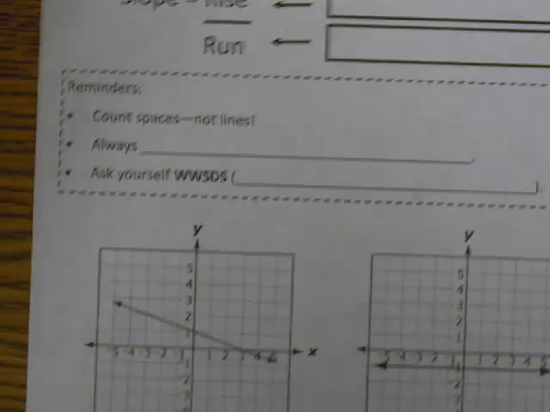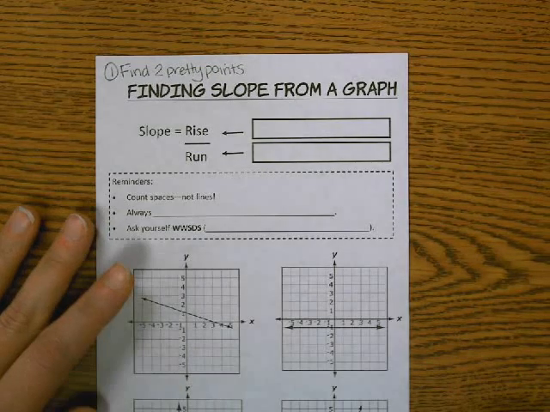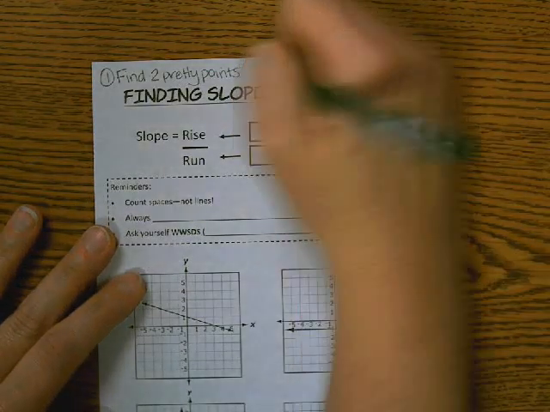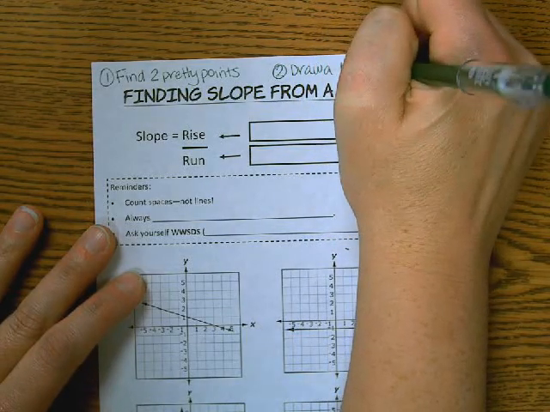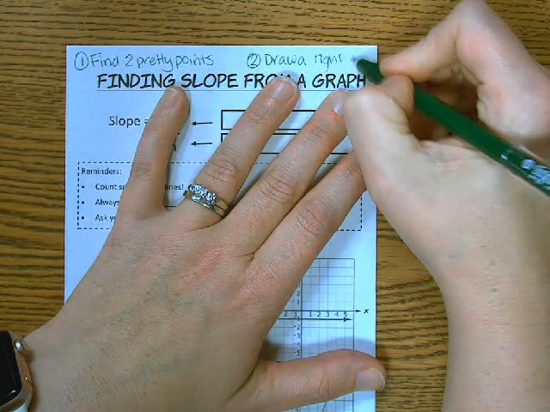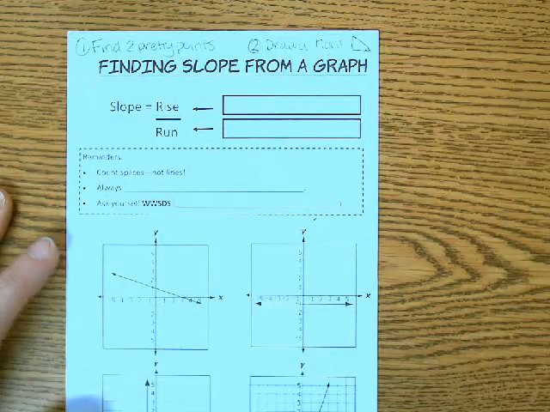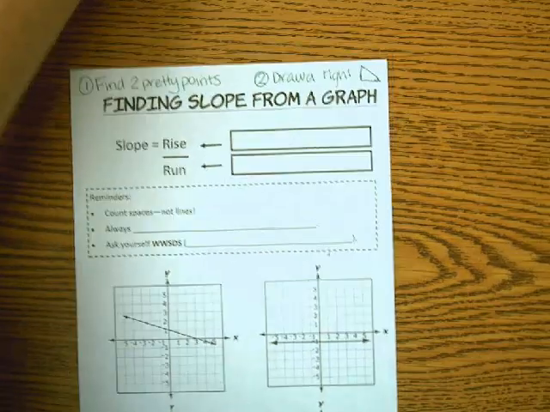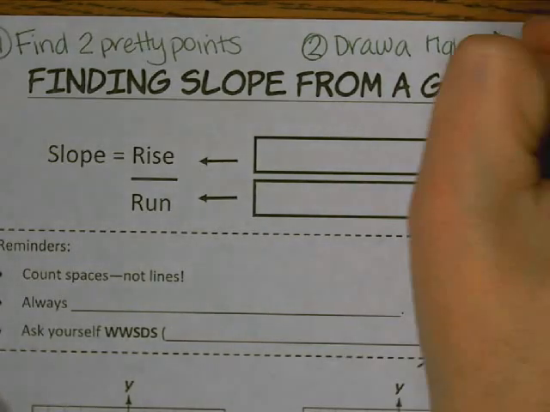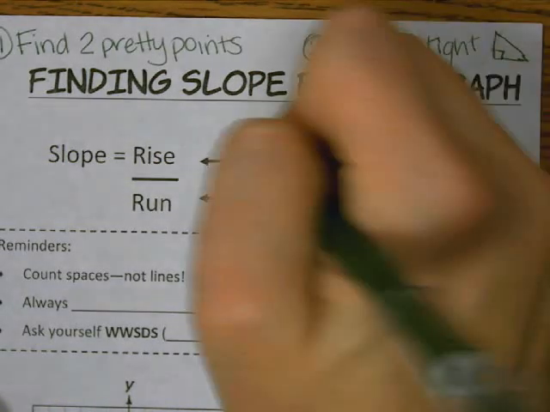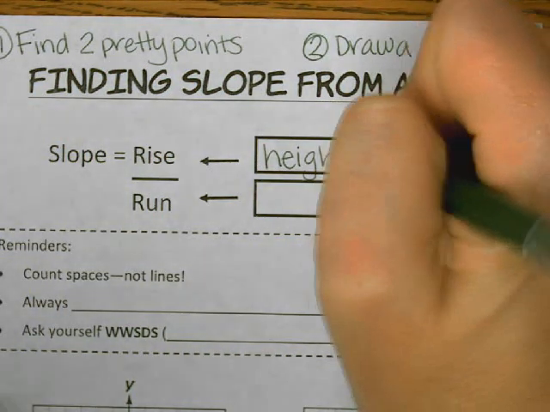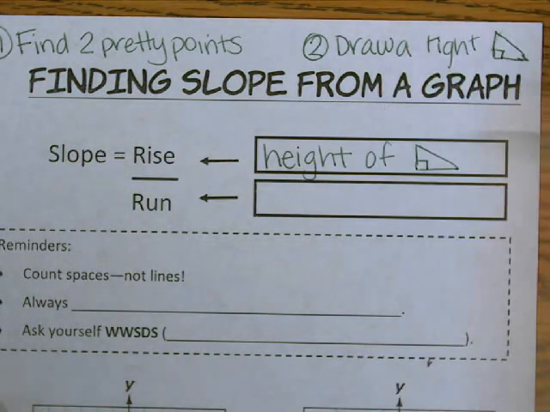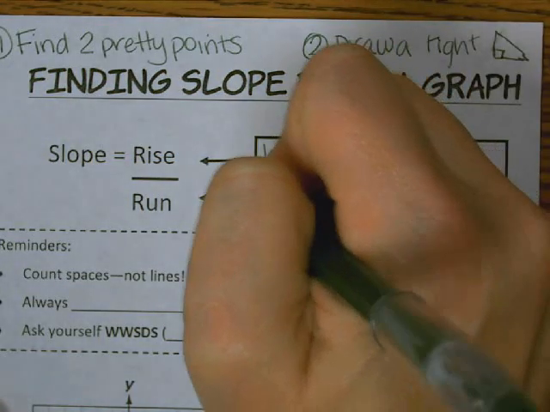Okay, so what you're going to do is you're going to find 2 pretty points, and then you're also going to draw a right triangle. That just means you're going to use your line, but you're going to make a right angle between your 2 pretty points. Okay, so find 2 pretty points and draw a right triangle. And slope is rise over run, so the rise is going to be how high the triangle goes, and run is going to be the length of the triangle.